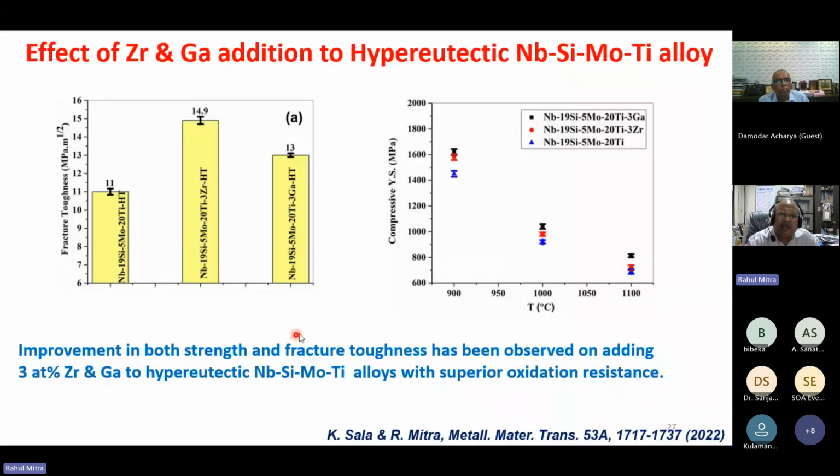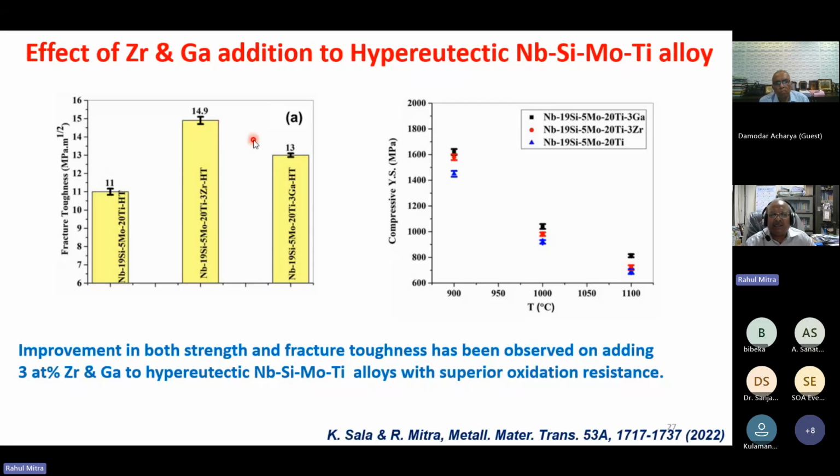And addition of zirconium and gallium to hypereutectic Nb-Nb3Si Mo-Ti alloy improved the fracture toughness further to almost 15 MPa root meter. So particularly for zirconium containing alloy, although it is hypereutectic, you see, if it were hypoeutectic, it would have been much more. But because they didn't show enough oxidation resistance, we chose hypereutectic alloys. And by adding 3 atoms of zirconium, we found that it improved further. We went into the mechanisms of this and we published it.